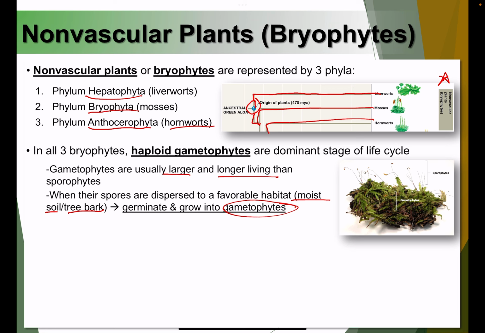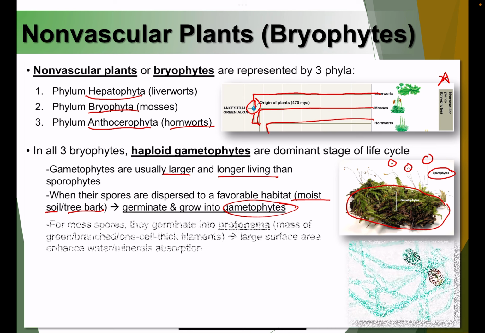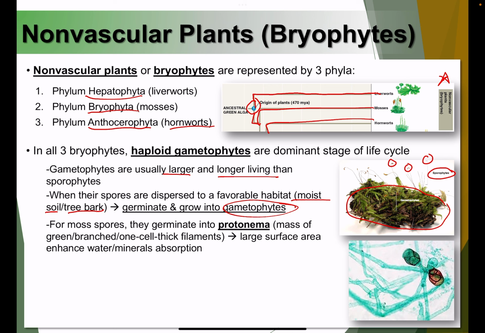You can see here in this picture that this portion of the plant are sporophytes, which is why you see sporophyte right there. And then all of these portions of the plants are gametophytes. Sporophytes are very tiny. They are kind of dots laying at the top. And then you have this big carpet of green down here. Those are the gametophytes. For moss spores, they germinate into what's called the protonema.